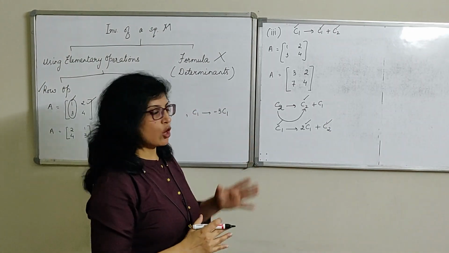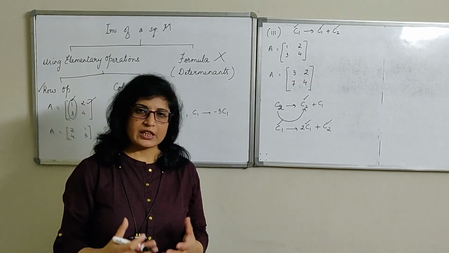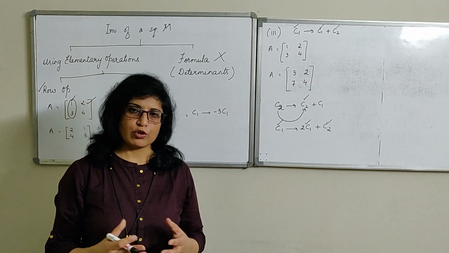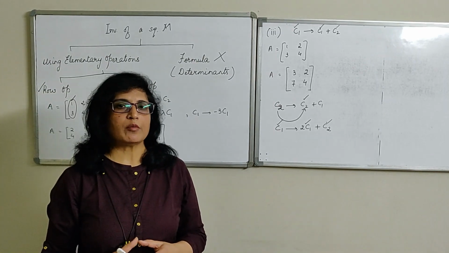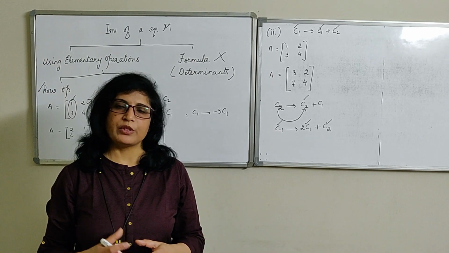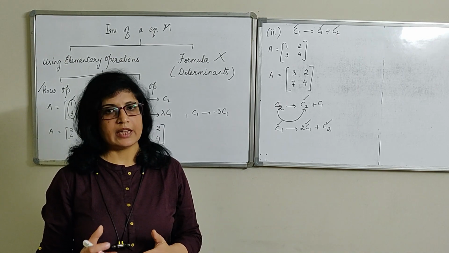So this way 3 column operations are possible, 3 row operations are possible, and these are called the elementary operations or elementary transformations. And using these row and column operations, we shall be finding out the inverse of a 2 by 2 and a 3 by 3 matrix in the next class.